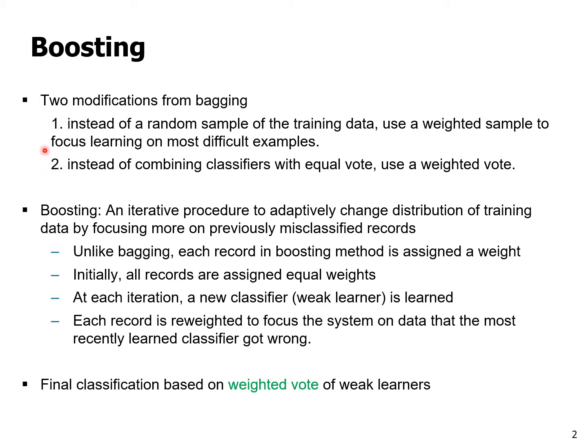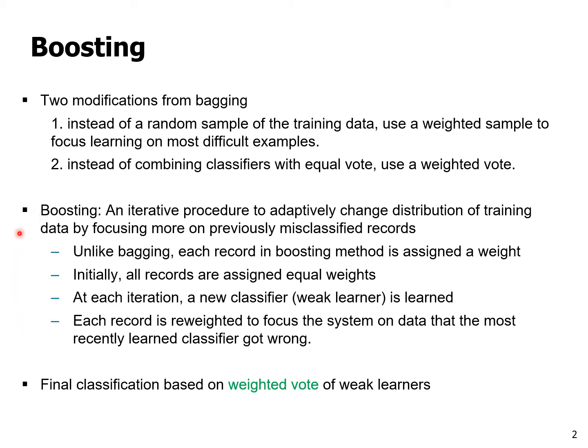And the second difference is that in boosting, each classifier has its own weight value. And the weight value of each classifier means the importance of each classifier. So there are two weight values in boosting: the weight value of each training data and the weight value of each classifier. These are our two main differences between boosting and bagging.